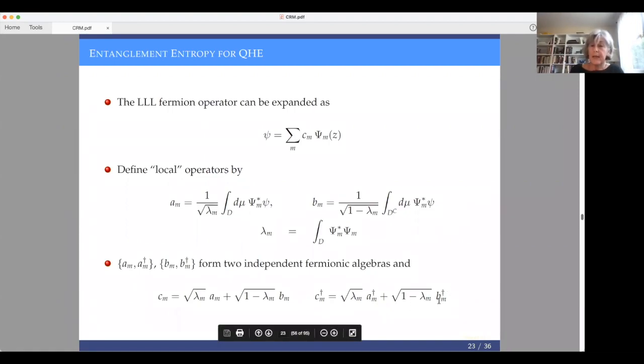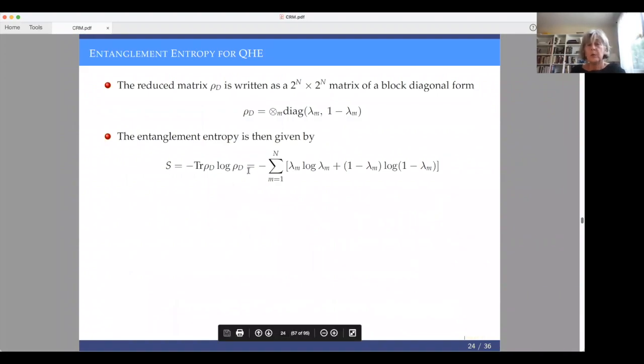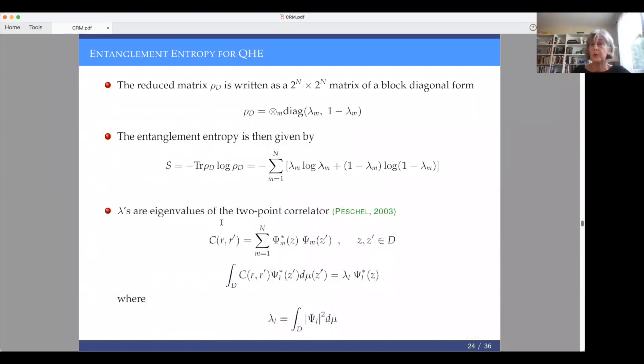So if we now trace with respect to B, what we find is that the reduced matrix rho is written as a 2^n by 2^n matrix of a block diagonal form. So the entanglement entropy takes this expression in terms of lambdas. Now, these lambdas can also be thought of as eigenvalues of the two-point correlator, and this is something that was shown by Peschel in 2003. If we write down this two-point correlator where Z and Z prime are in the region D, then the eigenvalues of this operator are these lambdas.